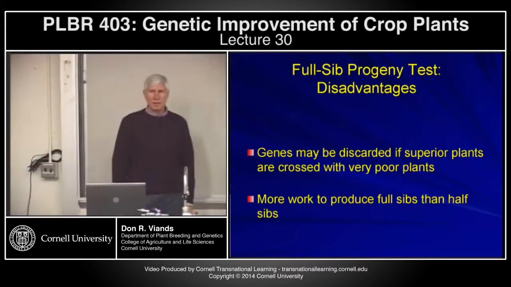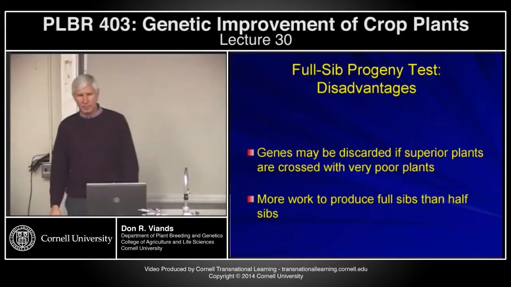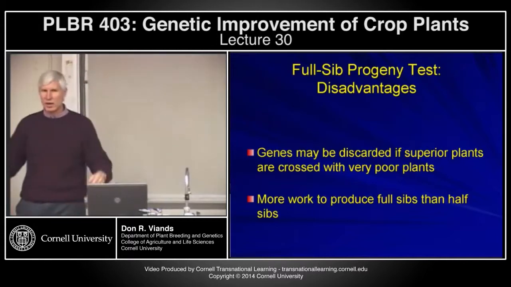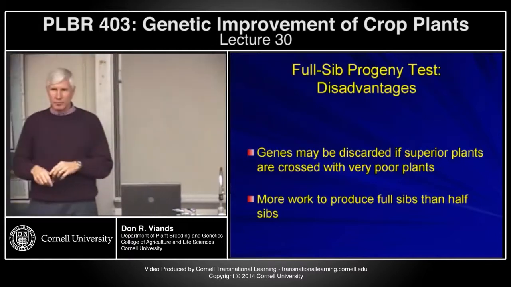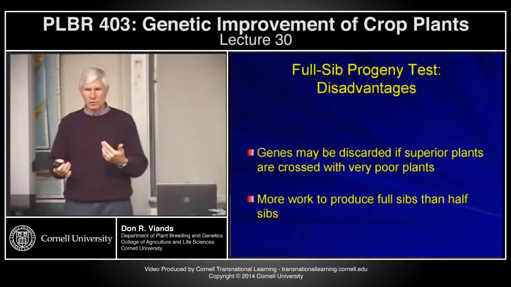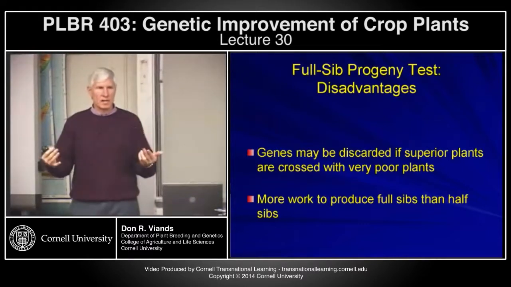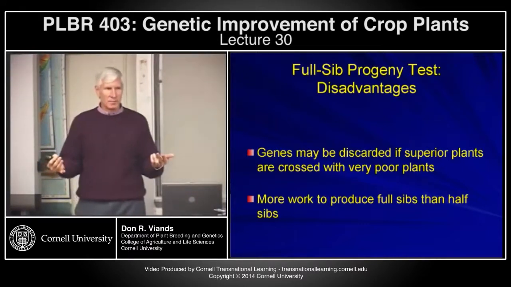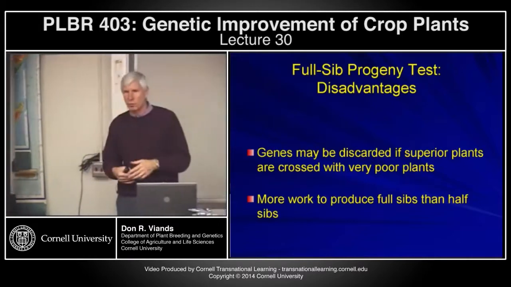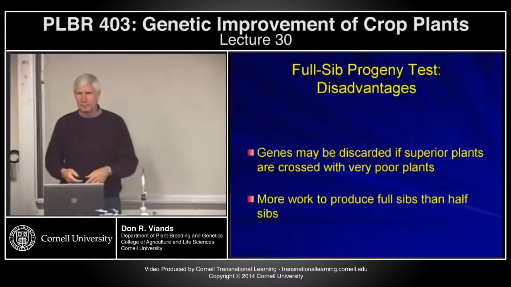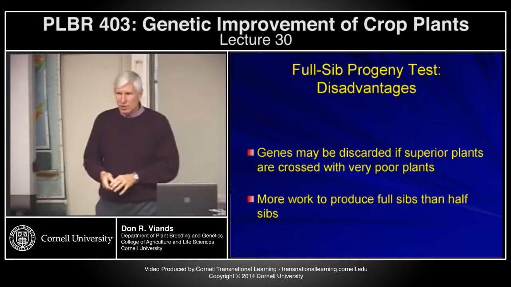And compared to some of the half-sib progeny tests, it is a little bit more work in the sense that you have to do all the crossing by hand, but maybe that's only in comparison to the first half-sib progeny test we talked about, because some of the others are more complex and a lot more work anyway. Okay, any questions on that method?